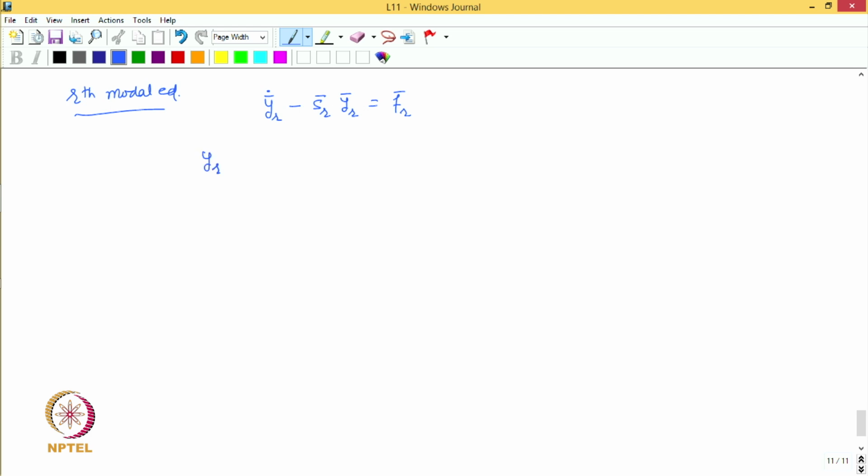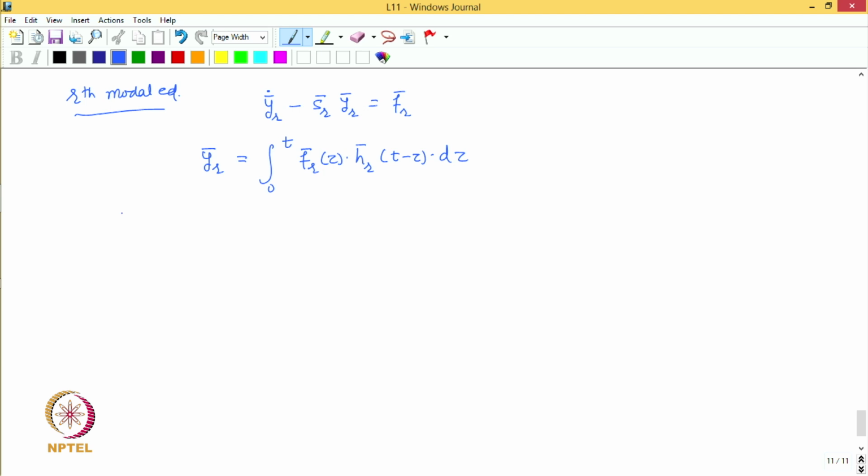By convolution integral we can write down y r bar is equal to integration from 0 to t, and then I have the modal force F r bar tau. Then I need the impulse response for the rth modal equation. Let us represent it by h r bar into t minus tau into d tau, correct. So, this is nothing but the rth modal response based on convolution integral. So, that is perfectly fine.